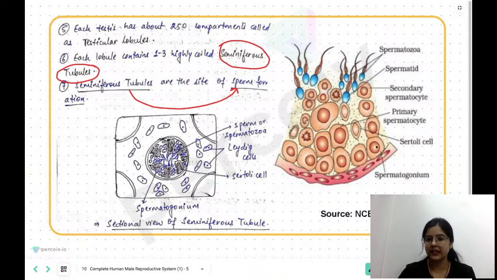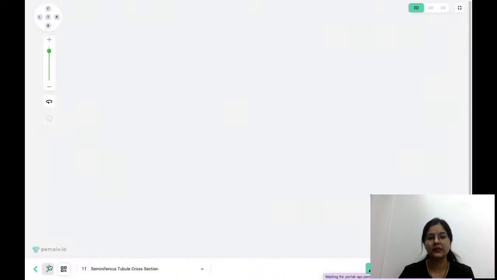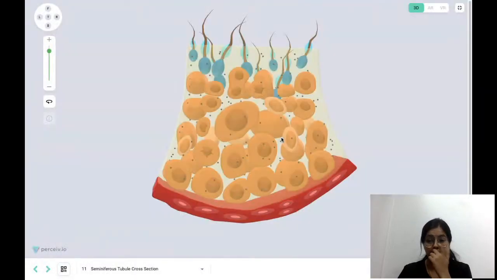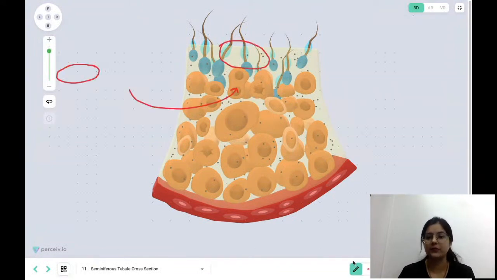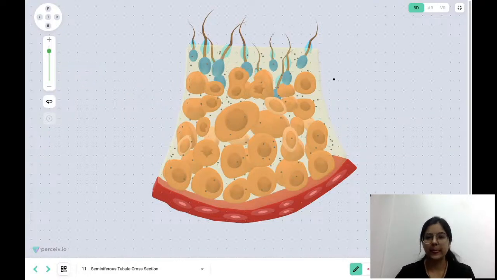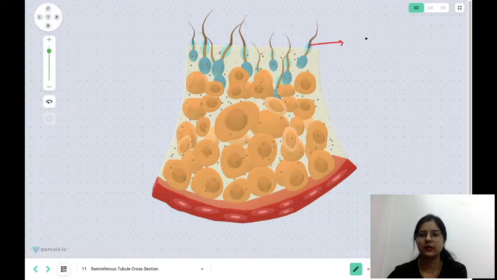Now these are the different cells, but individually we will see what the different cells are. So first I'll label all the components so that it becomes easy for you to identify, and then we will individually see all those things. So this is your sperm. Then this is your spermatid.